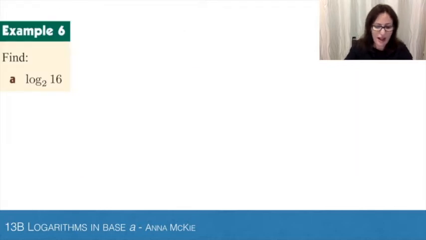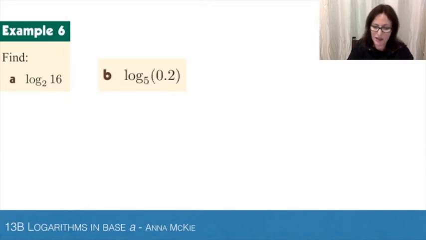This example here, finding log of 16 base 2. Let's transform 16 into a base of 2 and a power of something. And that would be log base 2 is 2 to the power of what? 4. And therefore our answer to that is 4. We did some work on that with the rules of logs in the previous video.